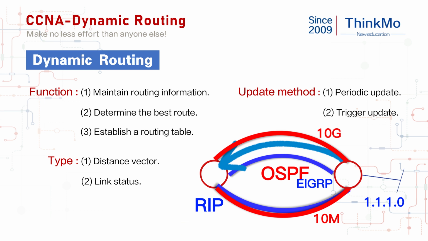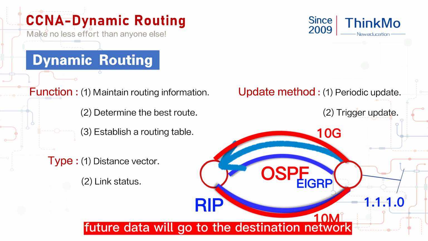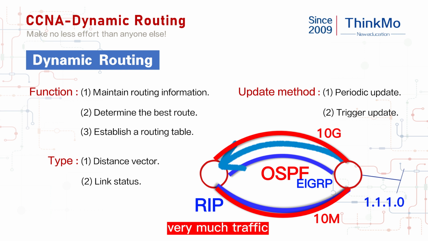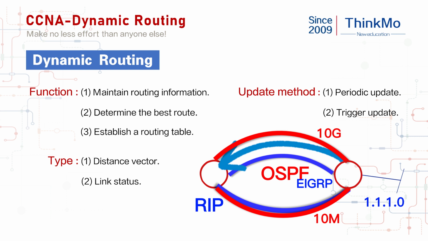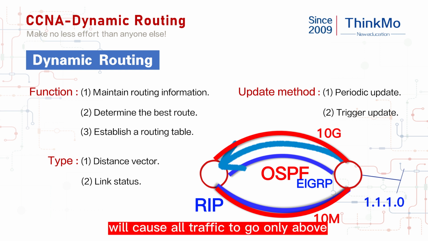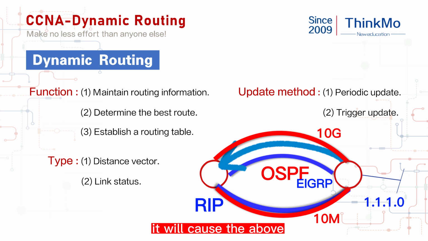For example, future data will go to the destination network. With very much traffic, traffic will be congested, because now there are two lines. The lower 1 G line will never be used. That is, if the network does not fail, it never goes through the lower line. This will cause all traffic to go only above. At some point you'll find that if the concurrent network traffic is too large, the upper link bandwidth will be full, but the lower link is idle.